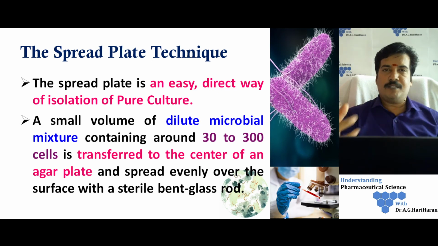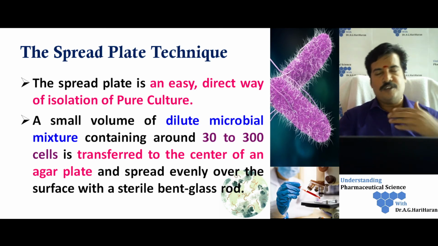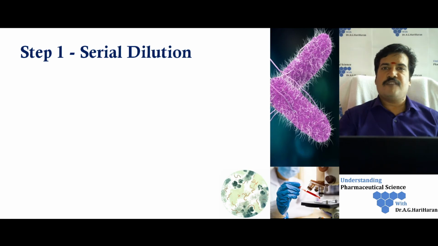Then it develops into a colony, then it is isolated and subcultured. So this is the very easiest method of isolation of pure culture. If you see stepwise, in the first step, we will perform the serial dilution.